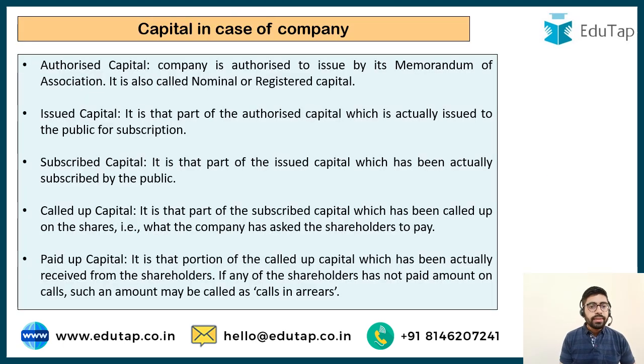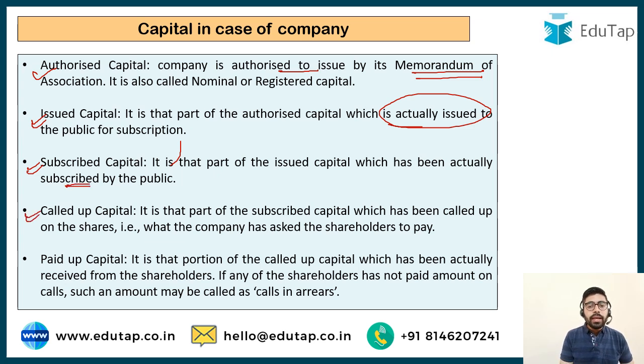For you guys, I've also briefly mentioned the explanation of all these sorts of capital which you would find in the company's financial statements. On the top, we have the authorized capital. This is the nominal capital, the capital which the company is registered with. It is mentioned in the memorandum of association. Then comes the issued capital. It is that part of the authorized capital which is actually issued to the public. Now there is the subscribed capital. Of the issued capital, how much has been actually taken up by the public, actually subscribed by the public.